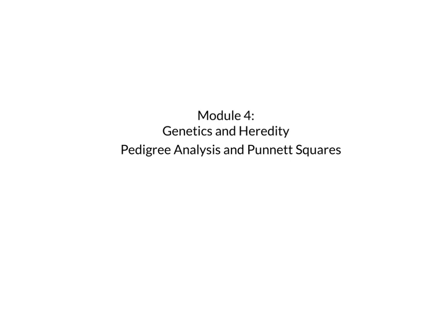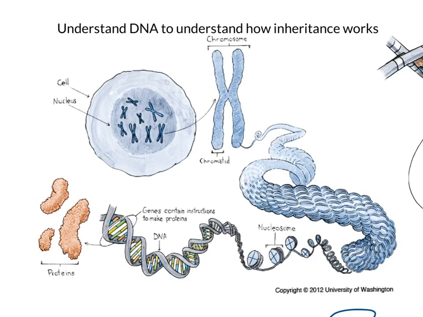This is a short video to accompany Module 4 in the area of genetics and heredity. This video will focus on pedigree analysis and Punnett squares. In order to understand how inheritance works, we need to understand a bit about DNA, which we started in the last module, Module 3, with a basic understanding of cellular reproduction.